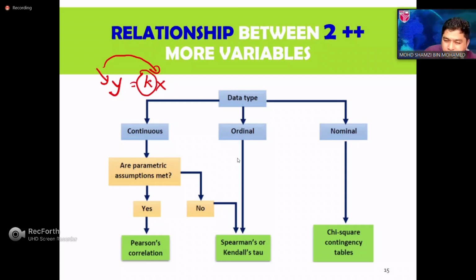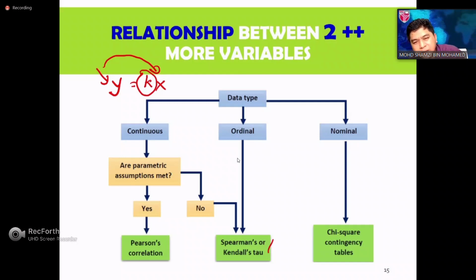But for non-parametric type of data, you have special correlation called Spearman's or Kendall's. For nominal type of data, you also have contingency tables or chi-square.